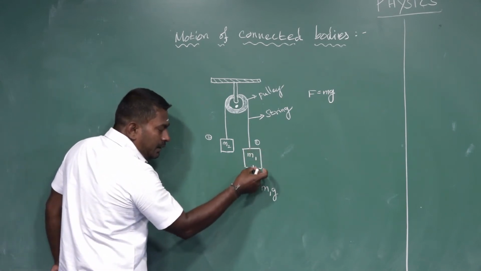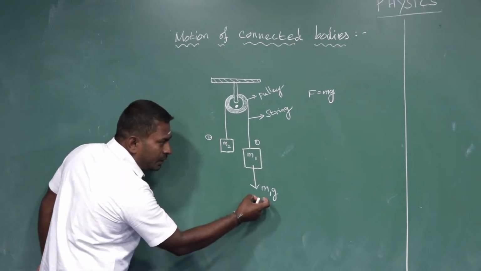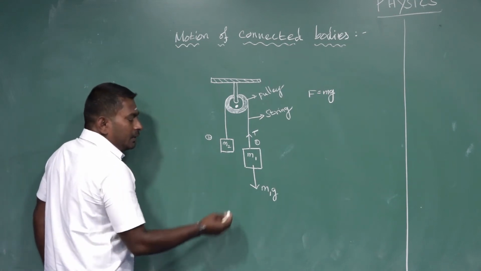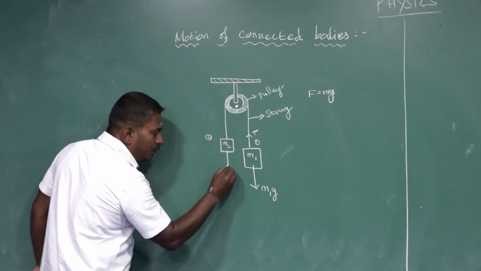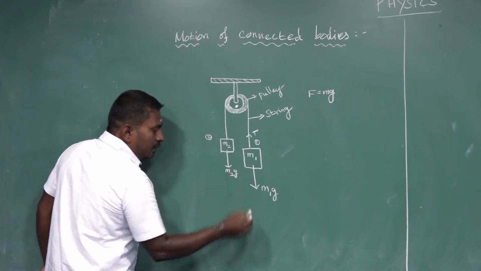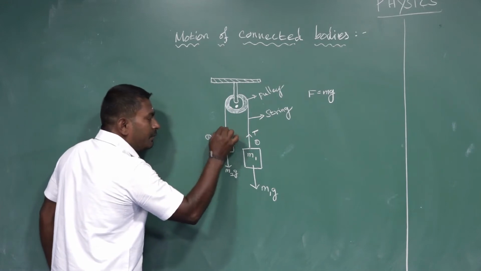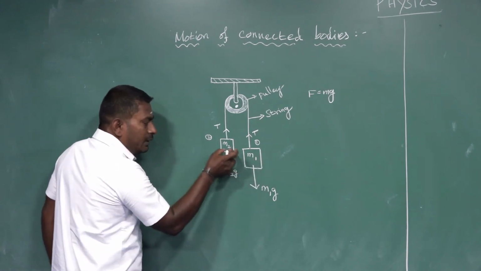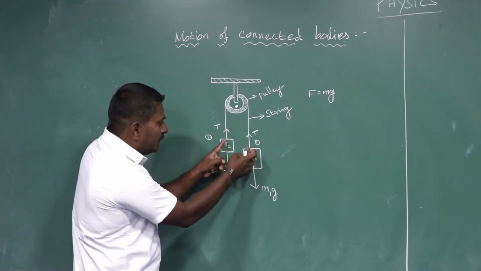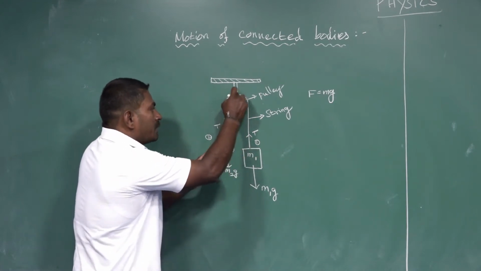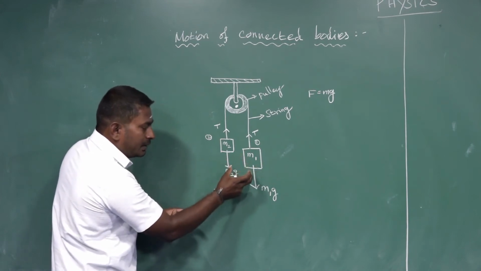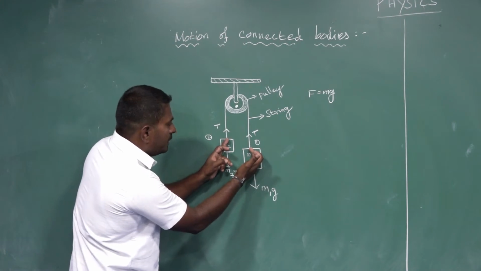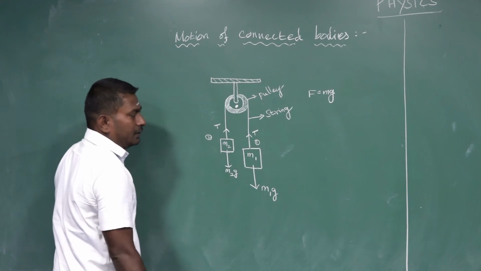Then the block experiences gravitational force vertically downward, and the tension produced in the string acts vertically upward. Coming to the other, the block of mass M2 experiences gravitational force M2G vertically downward. Then the tension in the string acts vertically upward with the same tension T. The first block has mass M1, the second block has mass M2, both connected to the two ends of the light inextensible string passing over a pulley. Both blocks experience gravitational force downward, and due to that, tension is produced in the string acting upward on both sides.